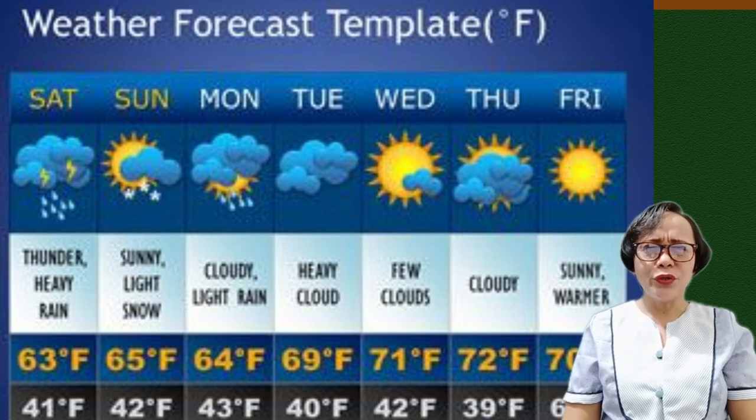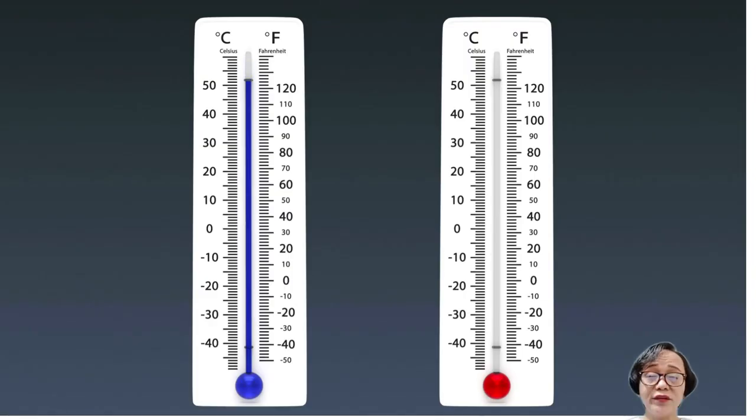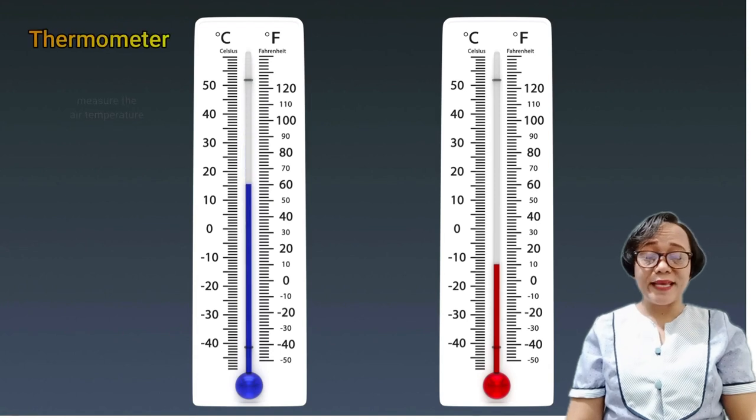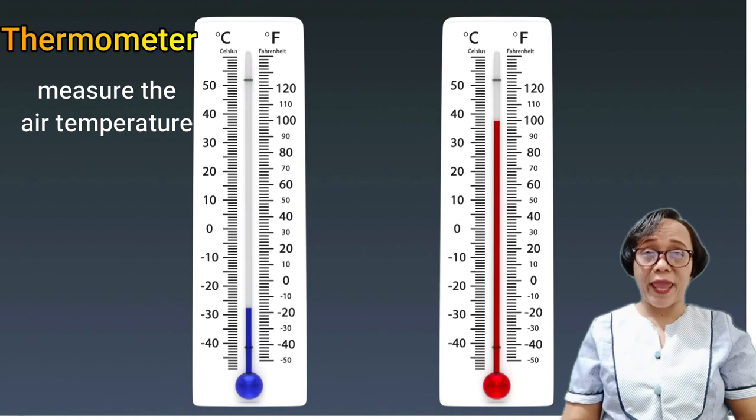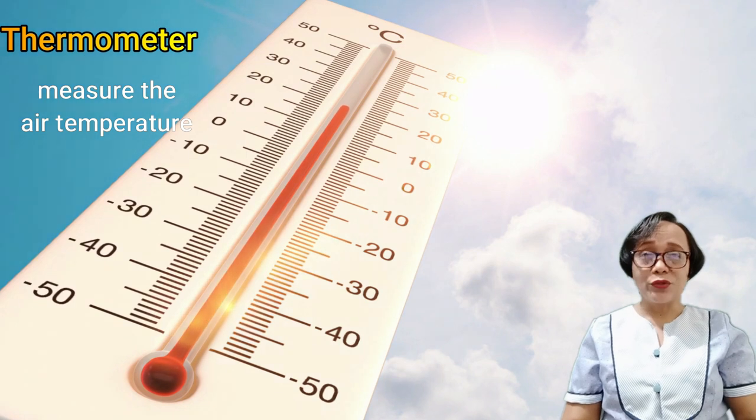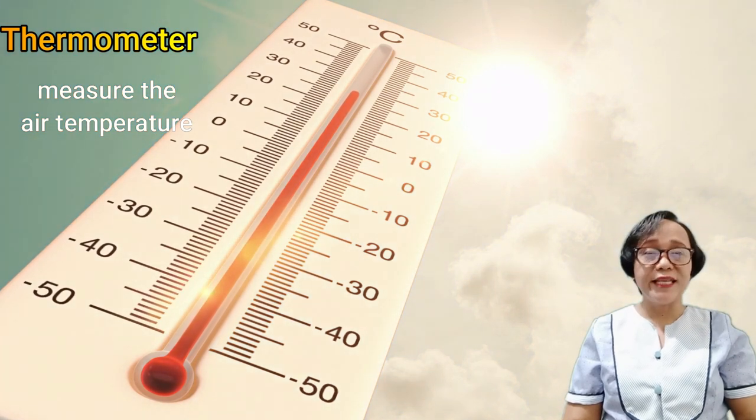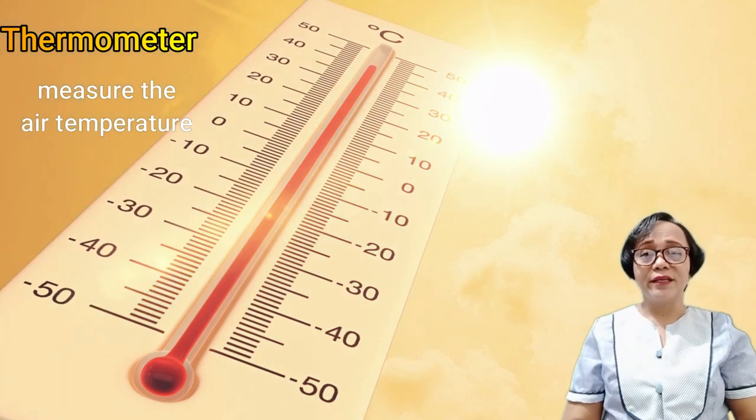Class, do you know the instrument the meteorologists use in order to predict the weather? One of the instruments they use is the thermometer. Thermometer measures the air temperature, or the hotness or coldness of the air. Sinusukat nito kung gaano kainit o gaano kalamig ang hangin sa paligid.